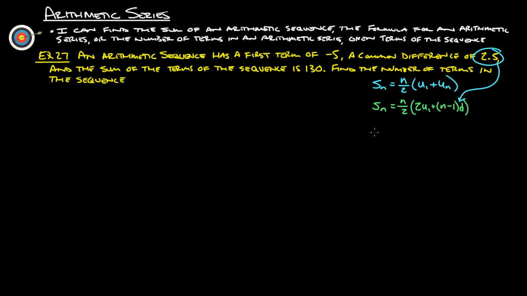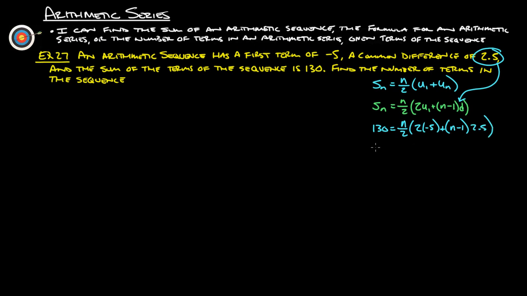We know that the sum of the sequence is 130, so that's our S of n. So we have 130 equals, we don't know the number of terms, n over 2. We know that this is twice the first term, and the first term is negative 5, plus n, which we don't know, all times d, which is 2.5.